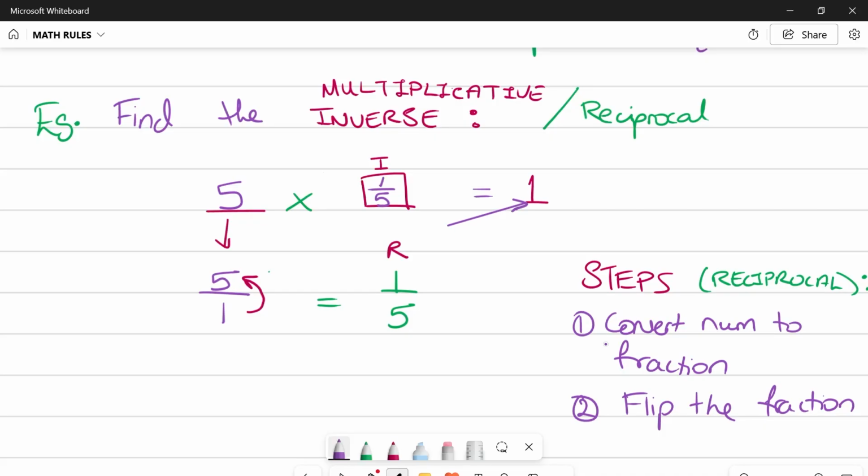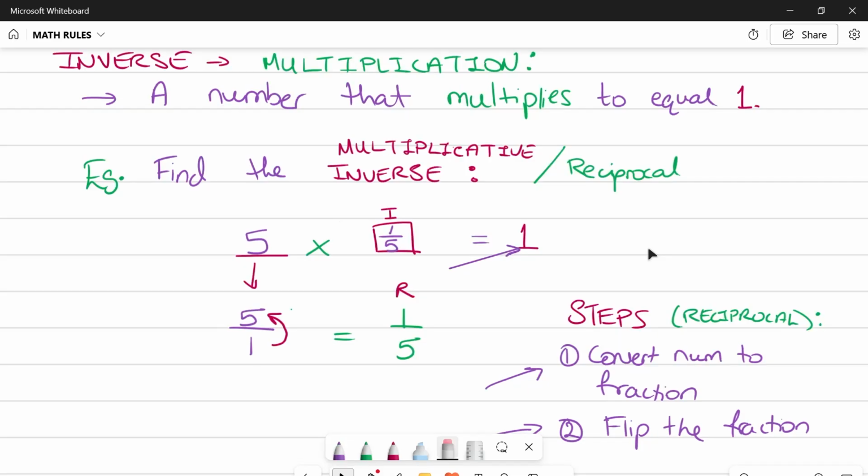The steps to finding the reciprocal of any number are that we first convert the number to a fraction and then flip that fraction. Remember, the multiplicative inverse is a number that multiplies to equal 1. So when the multiplicative inverse is applied to a number, our answer must always be 1. And these are the steps to finding the multiplicative inverse, also known as the reciprocal.